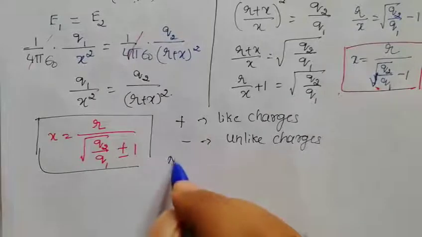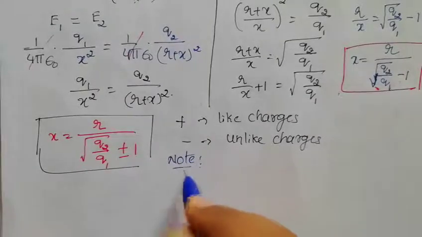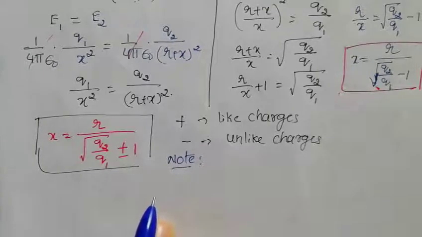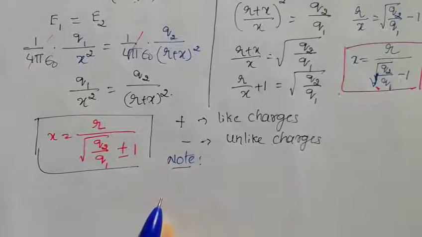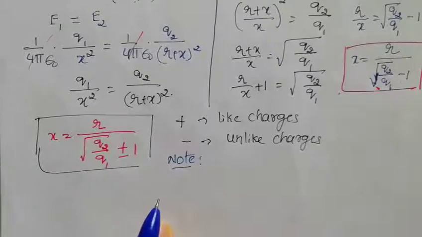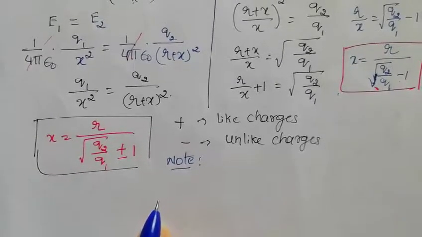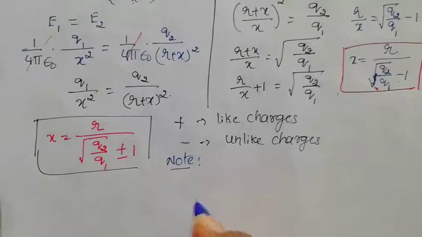Here one more point I need to add. That is what we call a note. Neutral point always exists near the smaller charge magnitude. If you take two charges, the charge having the smaller magnitude is the one near which the neutral point lies. That you need to remember.